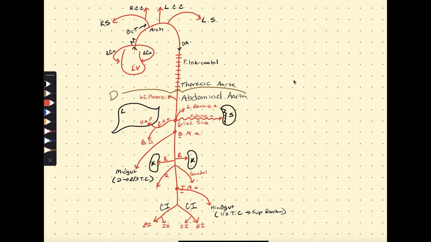The goal of this was to provide a good overview, a solid foundation to the branching pattern of the thoracic aorta and the abdominal aorta.